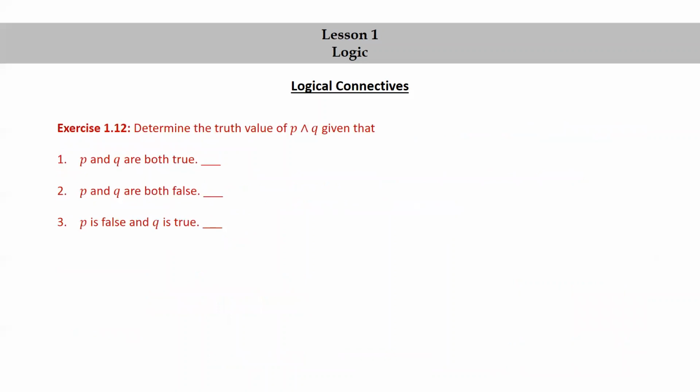Let's try an exercise. Determine the truth value of P and Q given that P and Q are both true, P and Q are both false, and P is false and Q is true. Now's a good time to pause the video, try this exercise, and then resume it to check your answers against mine.